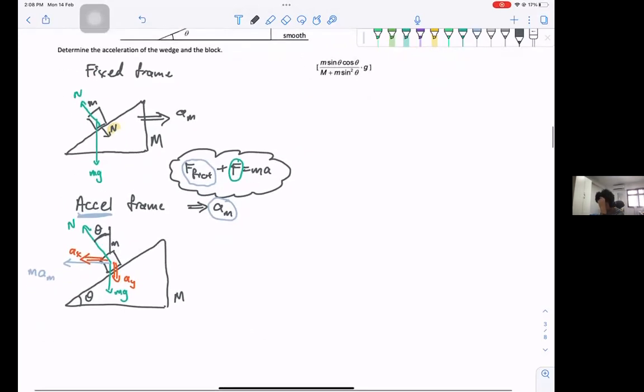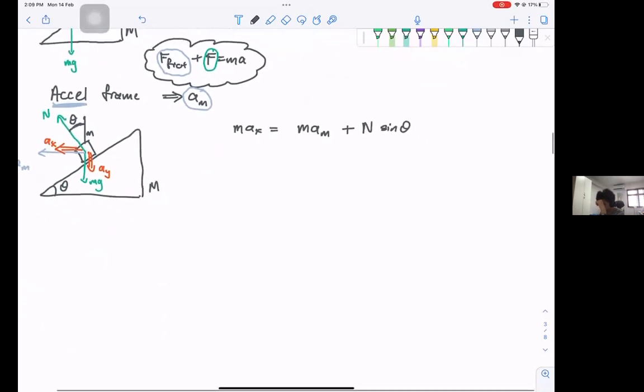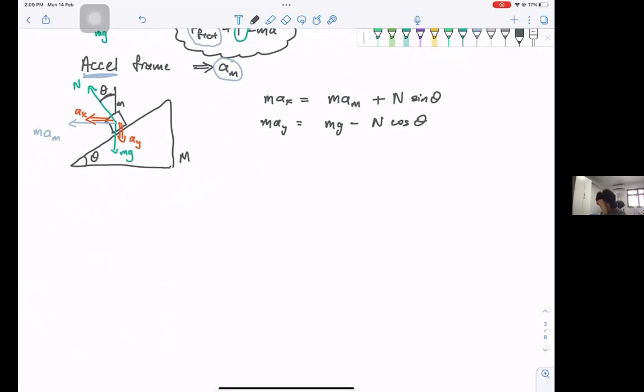So in the accelerating reference frame, let's consider ax. Horizontally, m ax equals your non-inertial force m am plus N sine theta. Then our vertical will be m ay equals mg minus N cosine theta.